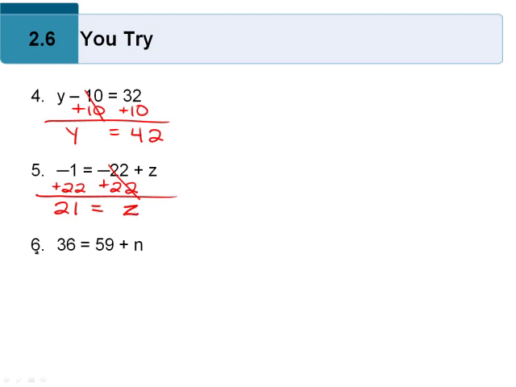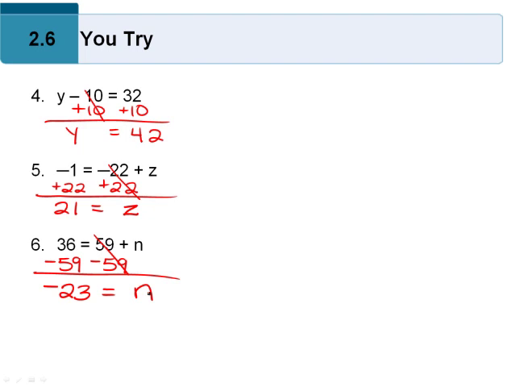Okay? And number 6, 36 equals 59 plus n, positive 59. So the n is our variable. We need to get rid of the 59. So since it's positive, I'm going to use a negative 59. So I'm going to subtract 59 on both sides. It's hard to subtract upside down. Let's see, we'd get 23, and it would be negative because the 59 is larger and it's a negative. So the 59's over here cancel, and we have n. So n equals negative 23.